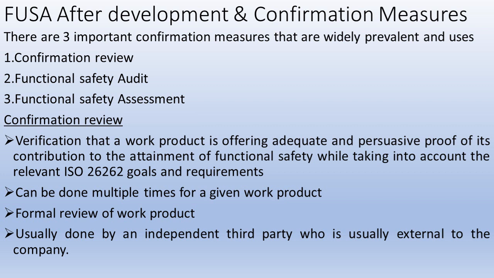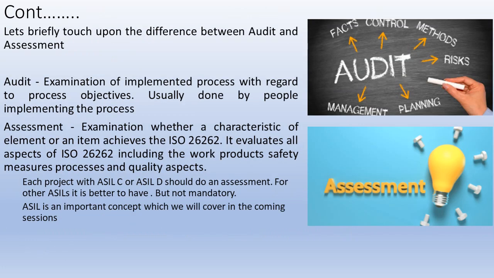It also includes the formal review of the work product, and it is usually done by an independent third party, which is usually external to the company. This is not mandatory. Doing a confirmation review by a third party is not exactly mandatory, but it is usually preferred because it ensures that the concerned OEM or the tier 1 company has not resorted to any fraudulent practices or any kind of cheating. That's the reason an external assessor is usually the one who performs this confirmation review.